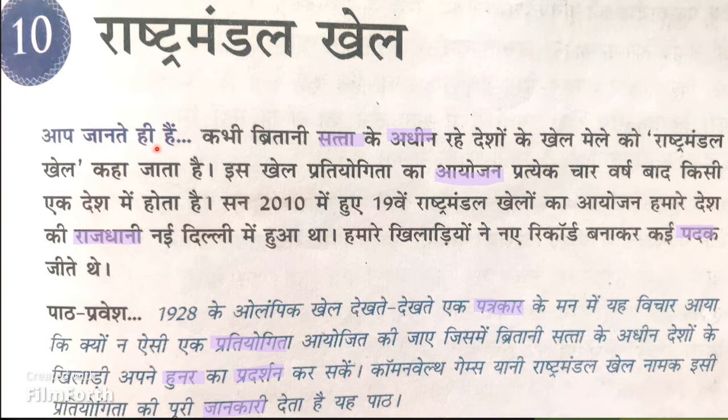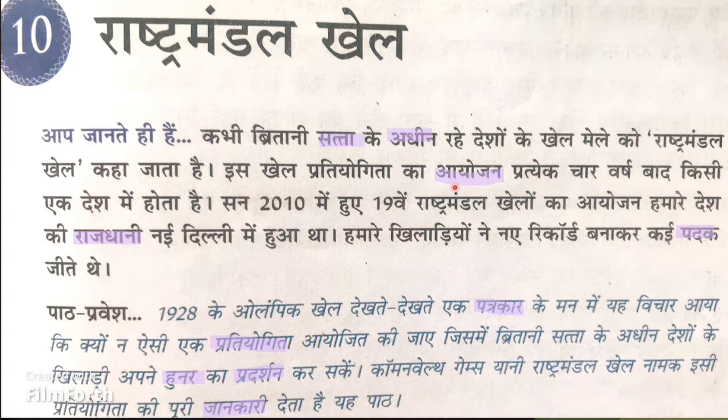You all know that. The sports fair, which was organized in countries under the British rule, is known as Rashtramandal Khel or the Commonwealth Games. Here, children, Satta means the British rule or power, Adhin means under.